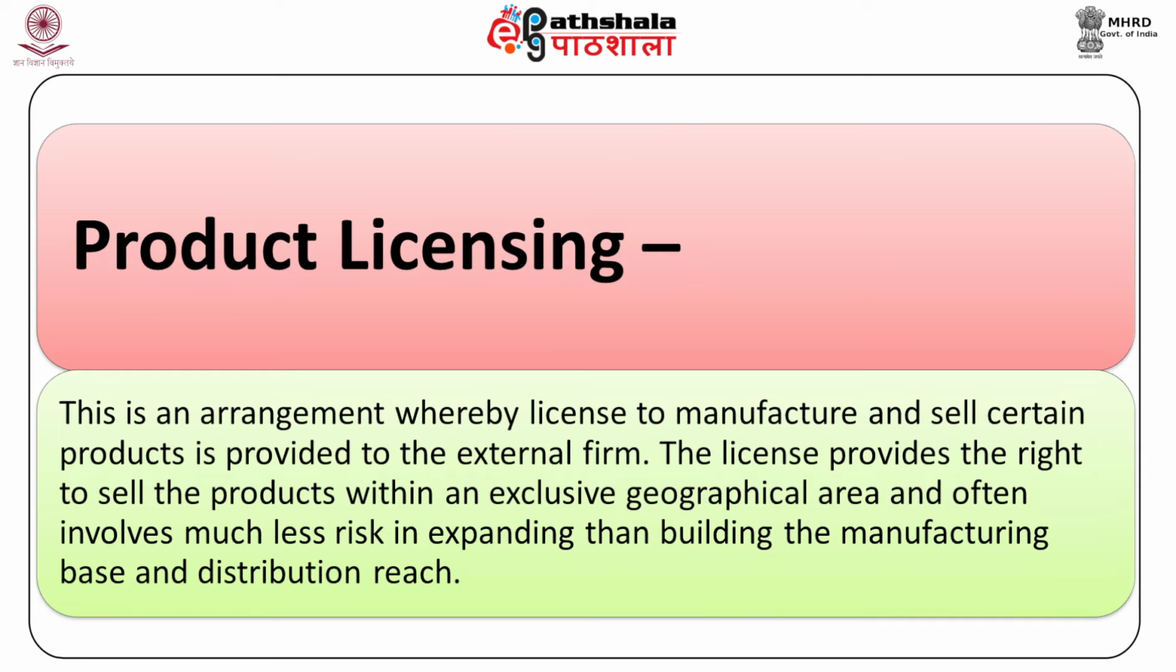Fifth, product licensing. This is an arrangement whereby license to manufacture and sell certain product is provided to the external firm. The license provides the right to sell the products within an exclusive geographical area and often involves much less risk in expanding than building the manufacturing base and distribution reach.